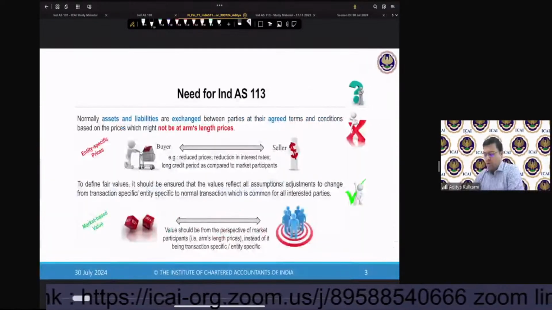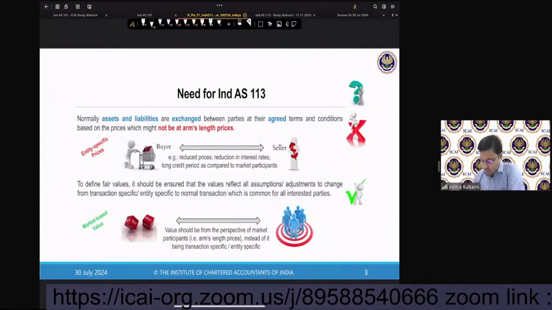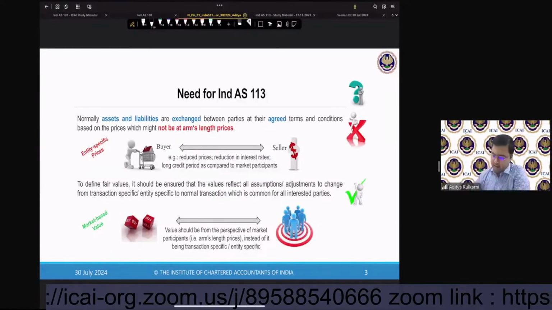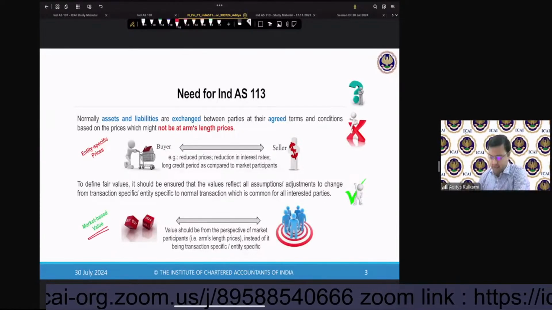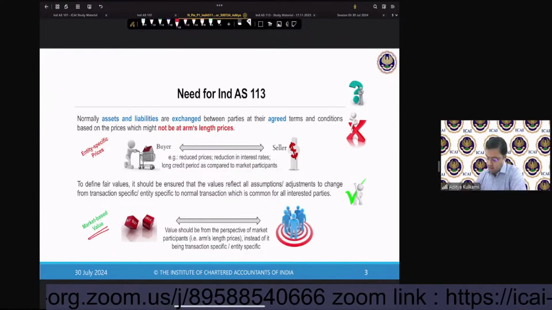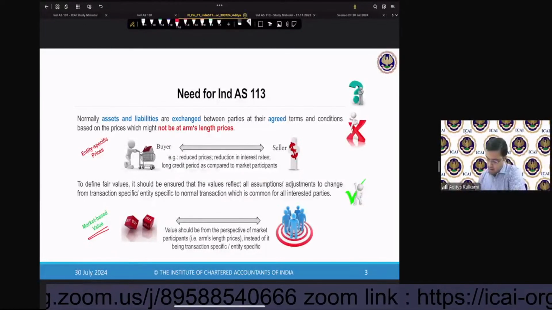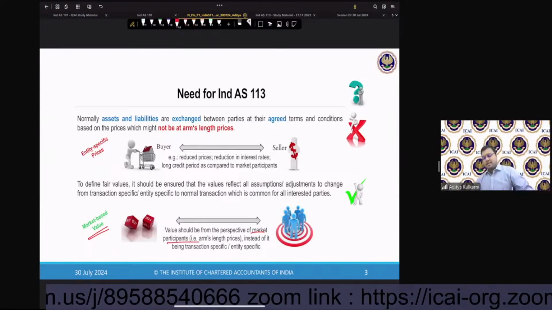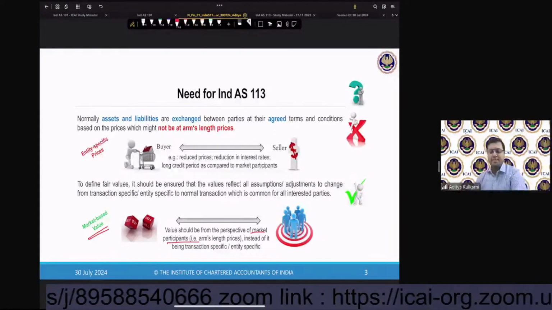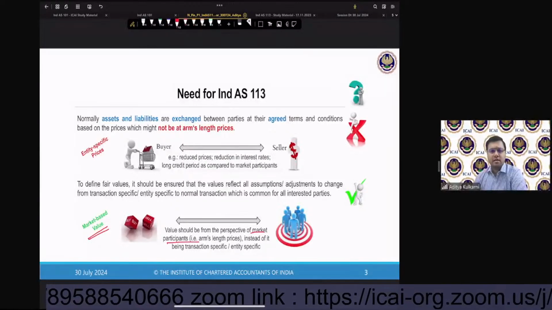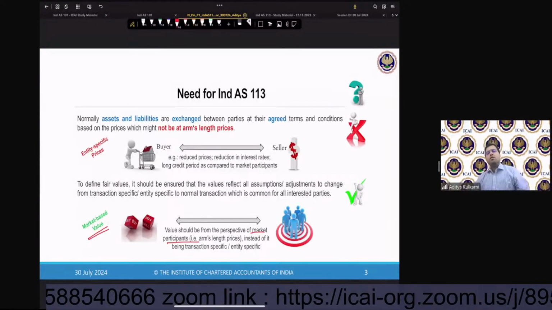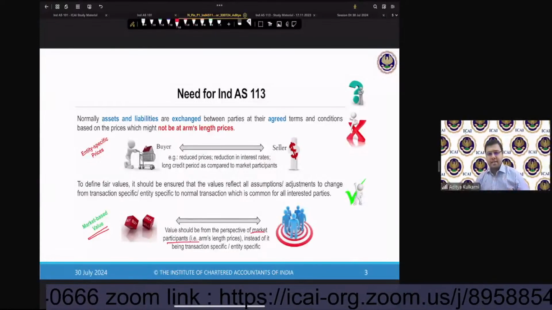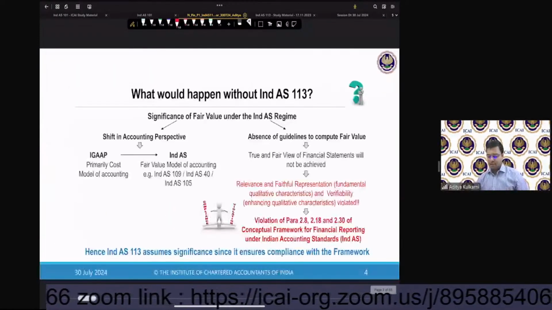Okay. So when we talk about fair value, the key point is it is a market based value. It is market participant perspective. It should not be transaction specific or entity specific value. So that is the key takeaway from here. We are looking at the value from the perspective of the market participant. We are not interested in the transaction between two persons.